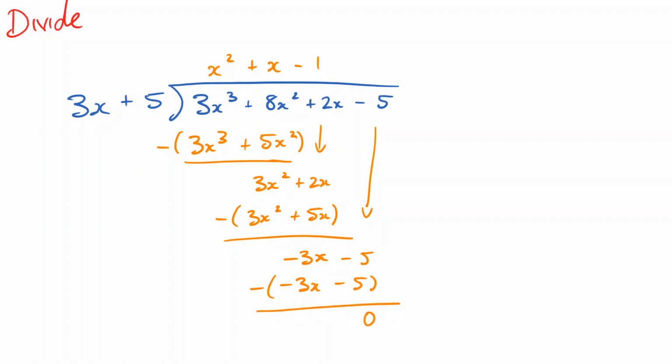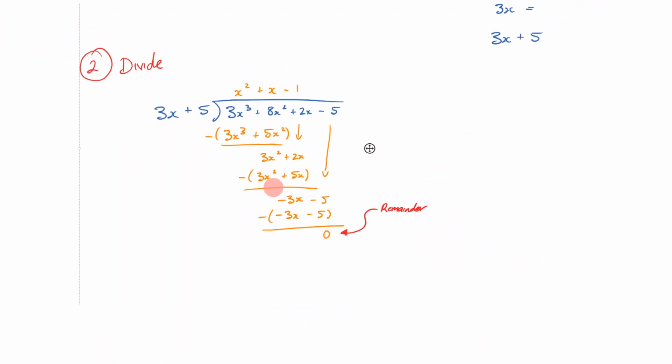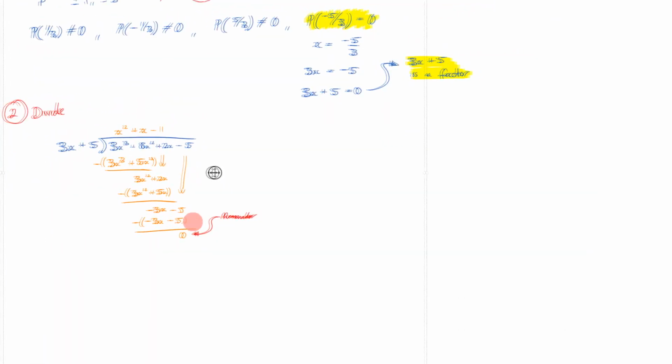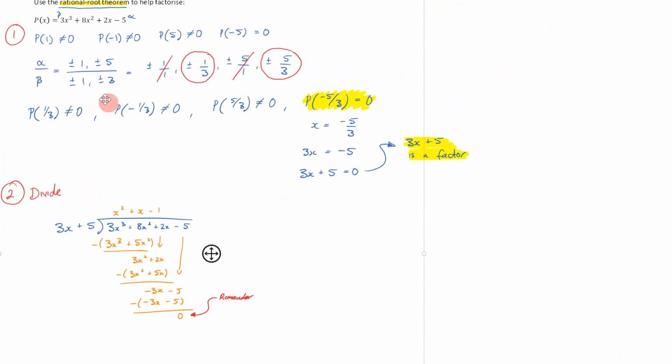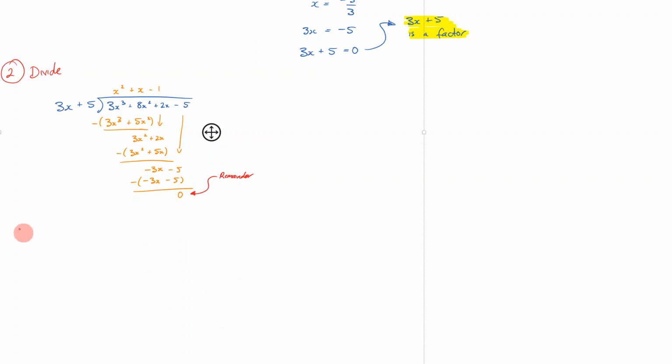Remember, it's really important that you get a remainder of 0. And the reason why it's important is because we know that 3x plus 5 is a factor, so it should go into that perfectly. Okay, so just a look at what we've done so far. We did the first step, which is a bunch of trial and error. We then divided, and now our third step is going to be factorizing the quadratic.